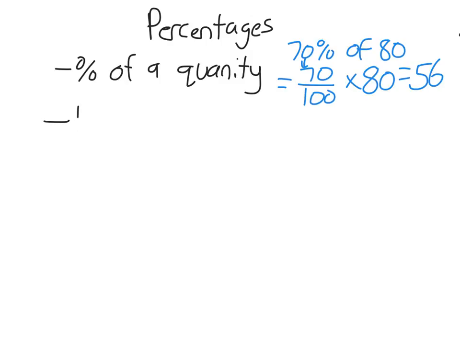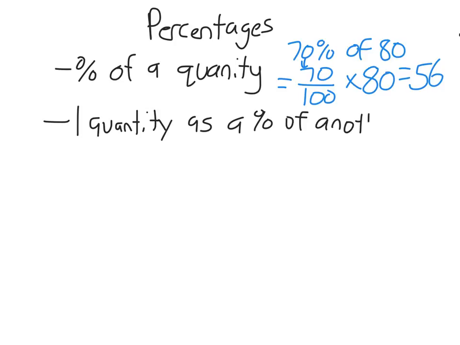So we need to also know one quantity as a percent of another. And you need to make sure that you don't get these mixed up. So when I find a percent of a quantity, I already know the percent. So 70% of 80, I know the percent, and it's 70 over 100.